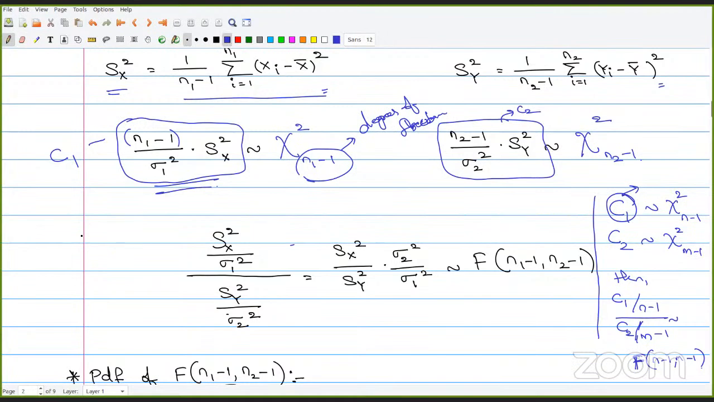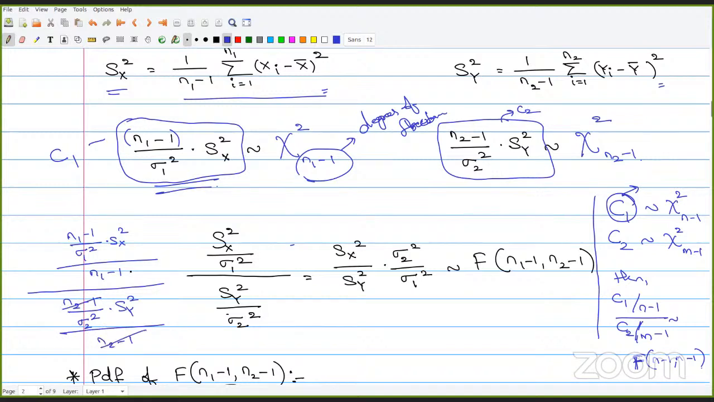Now what do we have to do? C1 is (n1 minus 1) divided by sigma 1 square times sx square, divided by the degrees of freedom of this distribution, so it is n1 minus 1. What is C2? C2 is (n2 minus 1) divided by sigma 2 square times sy square, divided by the degrees of freedom of this distribution, so it is n2 minus 1.